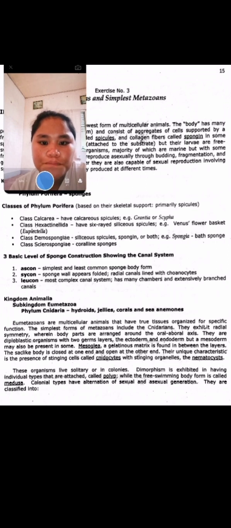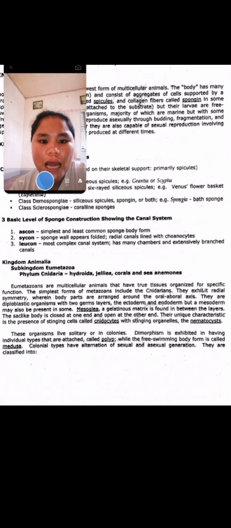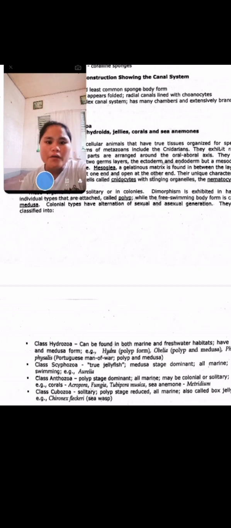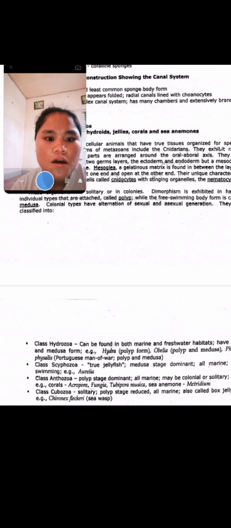These organisms live solitary or in colonies. Dimorphism is exhibited in having two individual types: the polyp, while the free-swimming body form is called the medusa. Colonial types show alternation of sexual and asexual generations. They are classified into class Hydrozoa, class Scyphozoa, class Anthozoa, and class Cubozoa. They can be found in both marine and freshwater habitats.